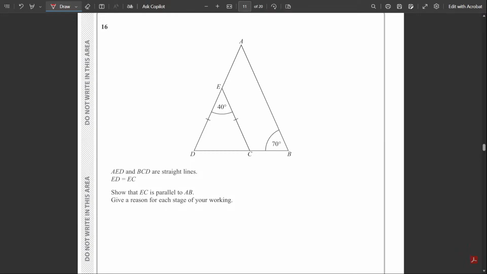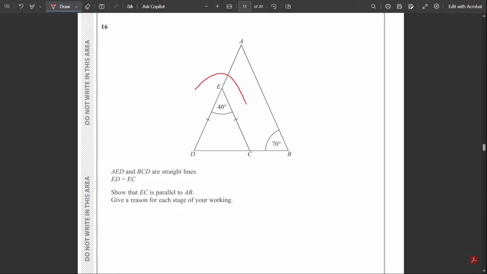AED and BCD are straight lines. ED equal to EC. Show that the EC is parallel to AB. Okay, so EC is parallel to AB. We want to show that.